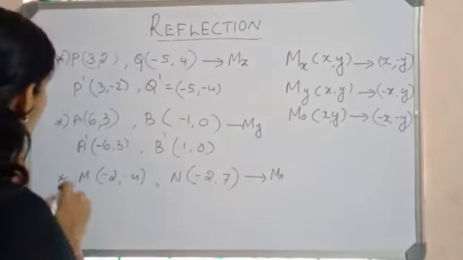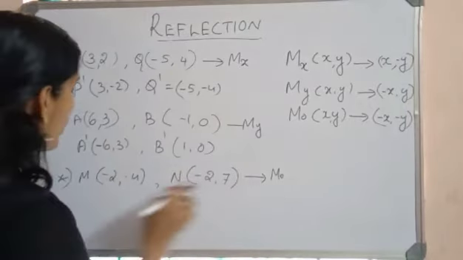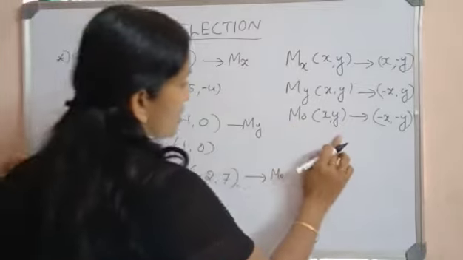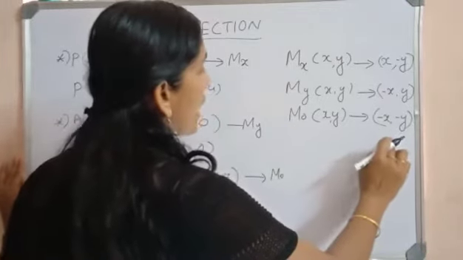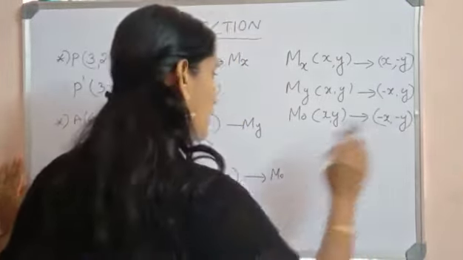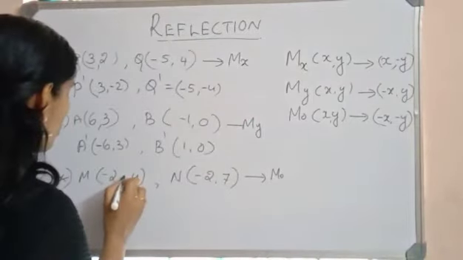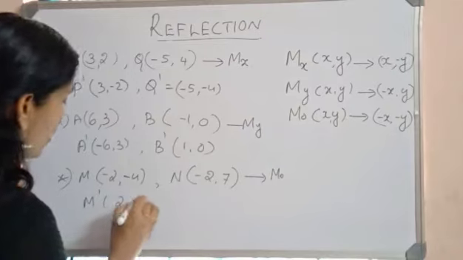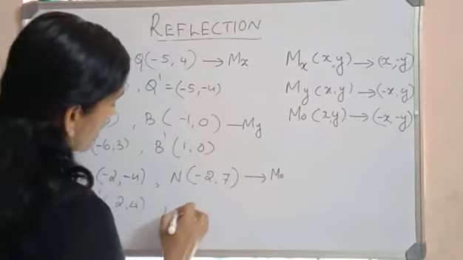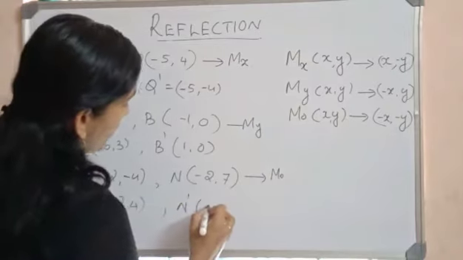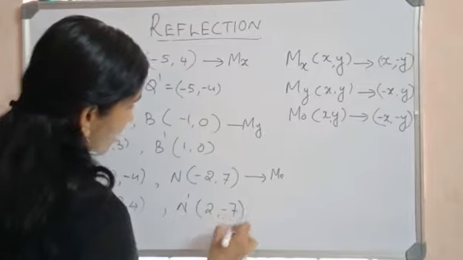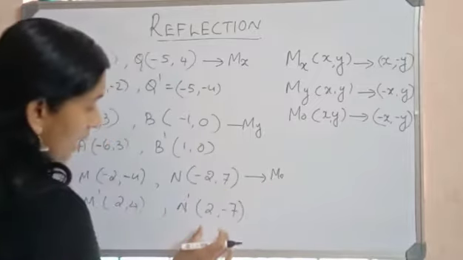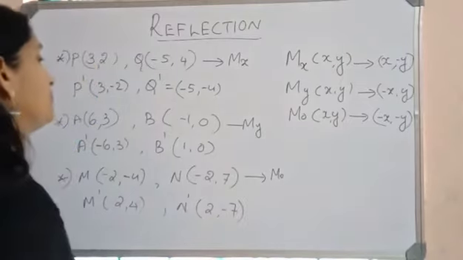Now look at the last one. Here the reflection is taking place in the origin. As we have seen, the reflection in the origin leads to the change of sign of both the coordinates x as well as y. Here it is minus 2, minus 4. The image M dash will be 2, 4. And in the second case, the image N dash will be 2, minus 7. Since it is happening in the origin, both the coordinates change their sign.